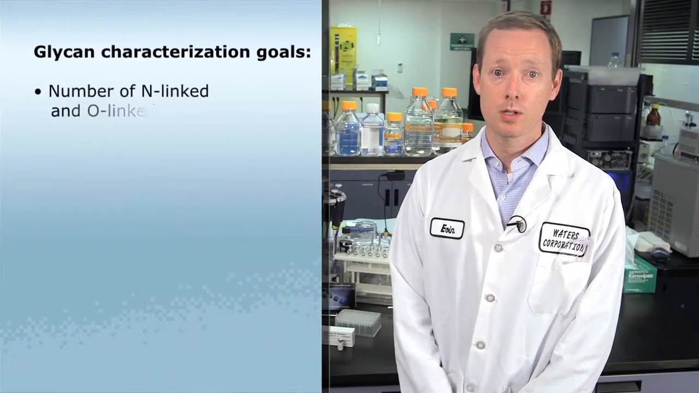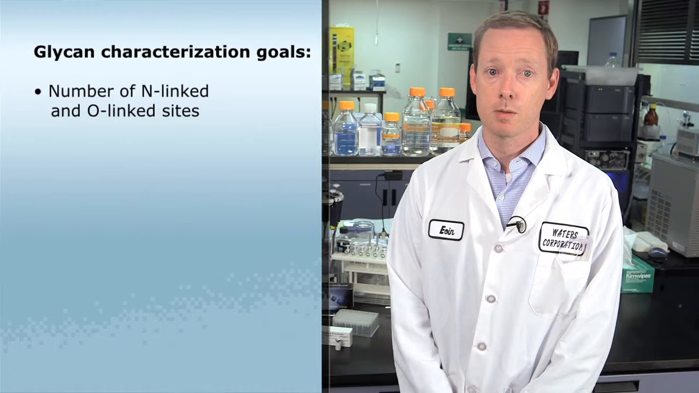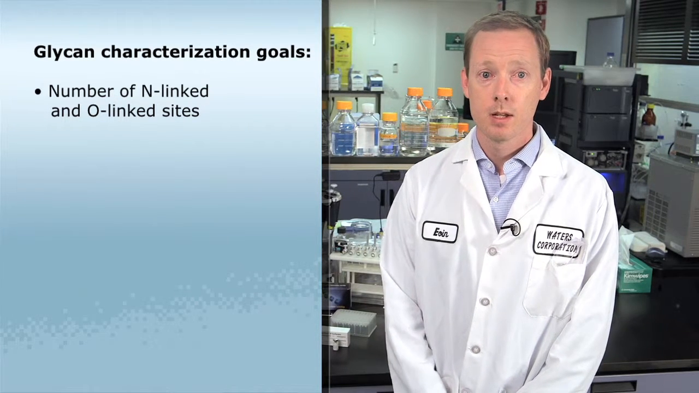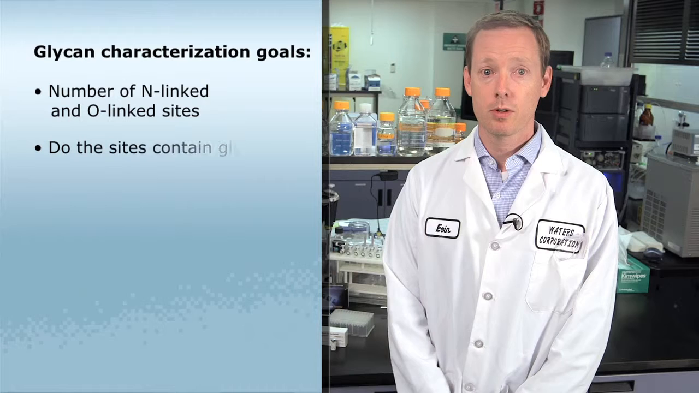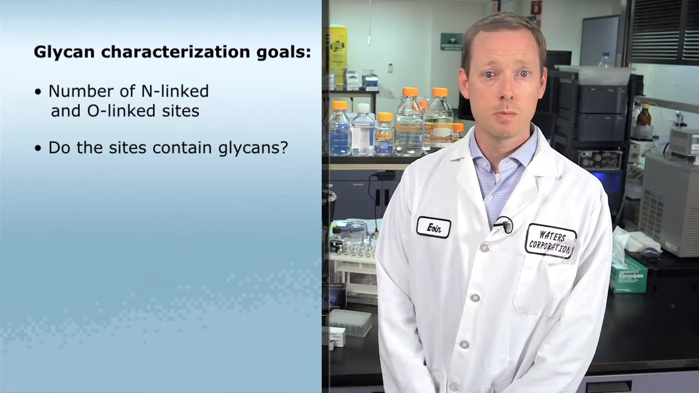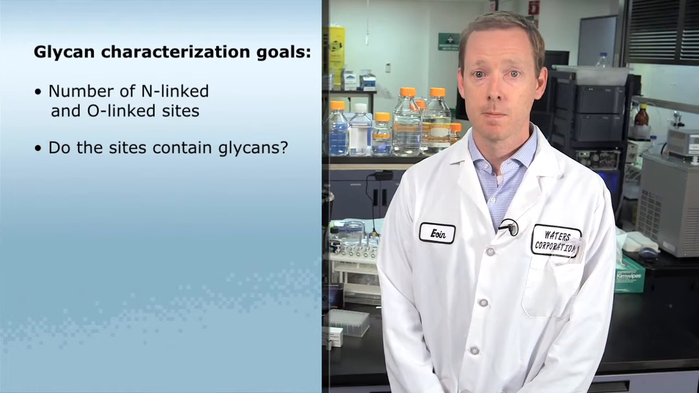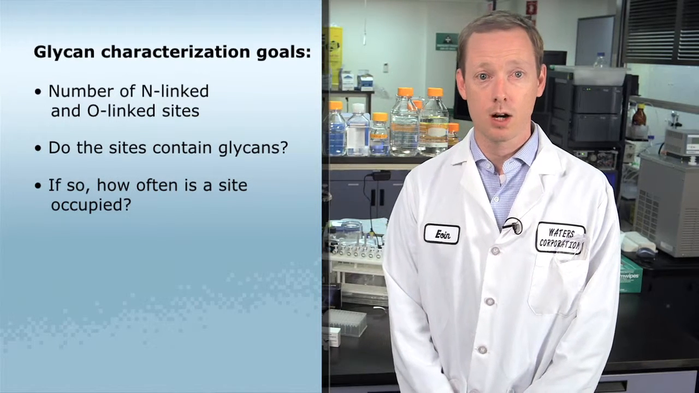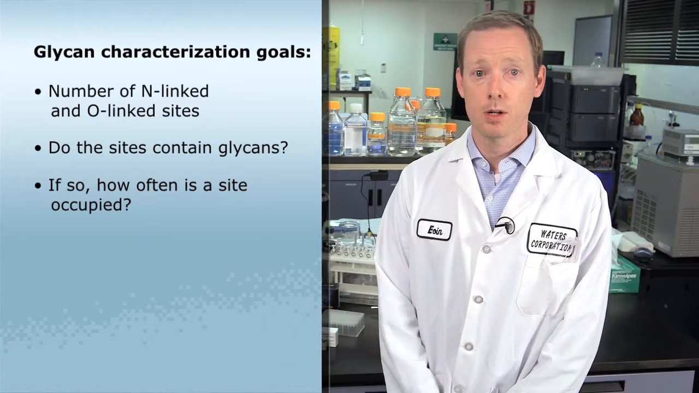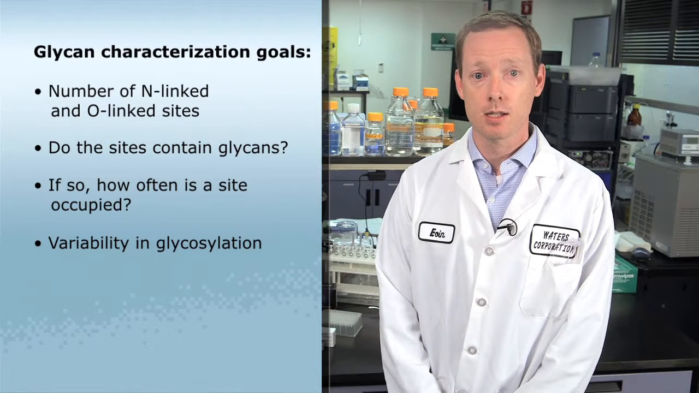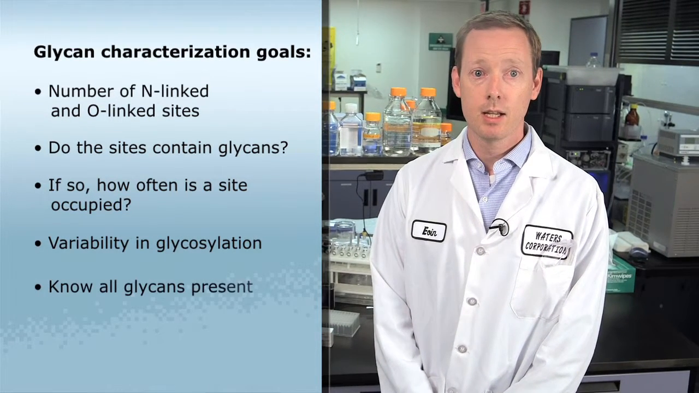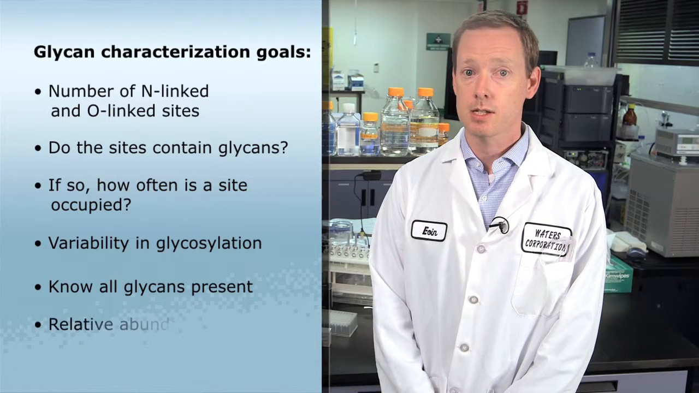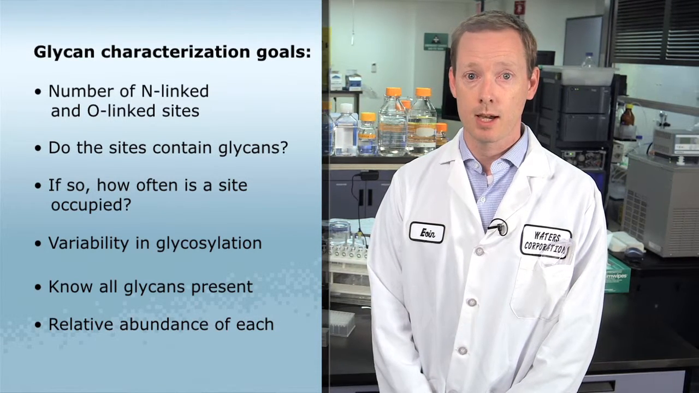First, it is always important to understand the number of N-linked and O-linked sites present on a candidate glycoprotein. Second, we need to understand whether or not these sites contain glycans. This speaks to the question of glycan site occupancy. If the site is occupied, how often is it occupied? Finally, it is important to understand what type of variability in glycosylation exists at each site. Ideally, we would like to know all the glycans present on each site and the relative abundance of each glycan. All of these questions provide critical information that can be used to better understand the biological function of the glycoprotein.